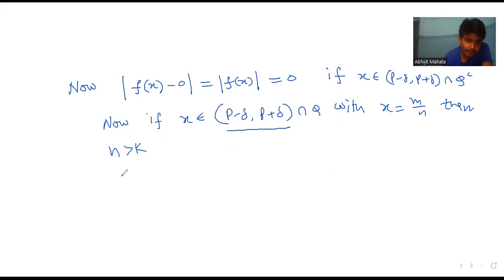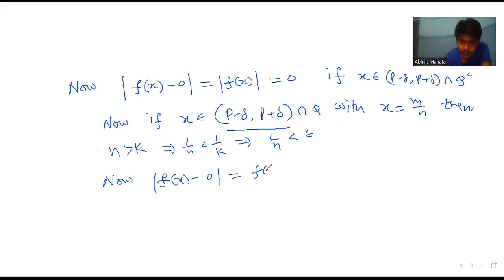So in this case, what are we getting? We are getting 1/n less than 1/k, which implies 1/n is less than epsilon. Now what happened if you take this? f(x) in this situation, |f(x) − 0| is basically |f(x)|, this is nothing but f of m/n, this mod. So this is nothing but 1/n. So this is less than epsilon.